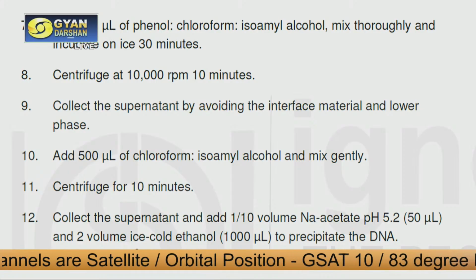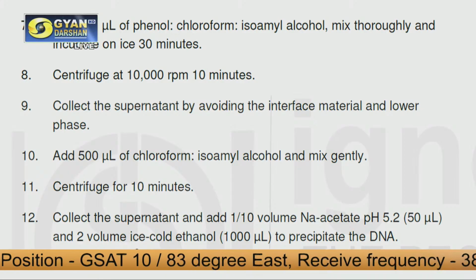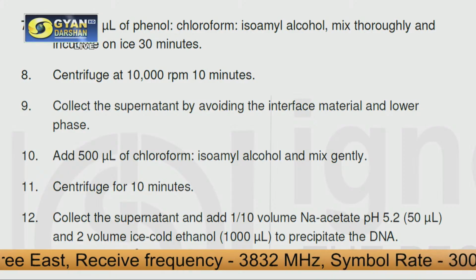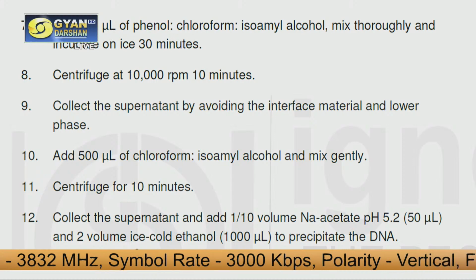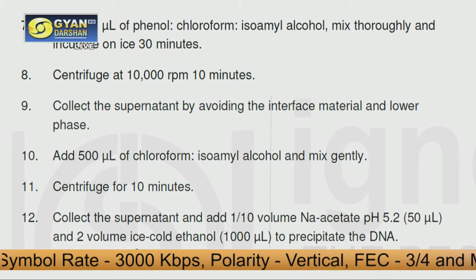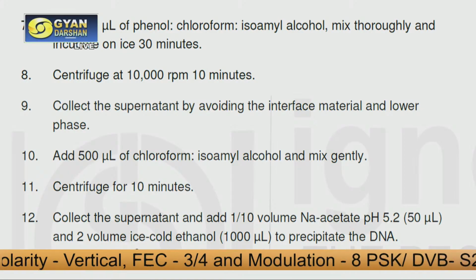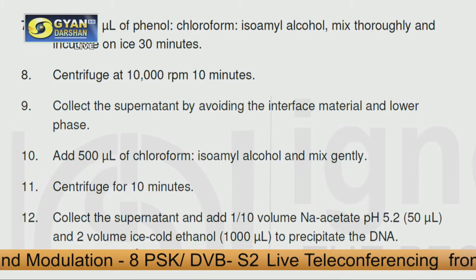How will you precipitate it? For that you have to use two agents: 1/10 volume of sodium acetate pH 5.2, and 2 volumes of ice cold ethanol to precipitate the DNA. For that you have to keep the microfuge tube at -20 degrees centigrade for 1 hour. If necessary, sometimes we can incubate it overnight also, that is -20 degrees centigrade overnight.